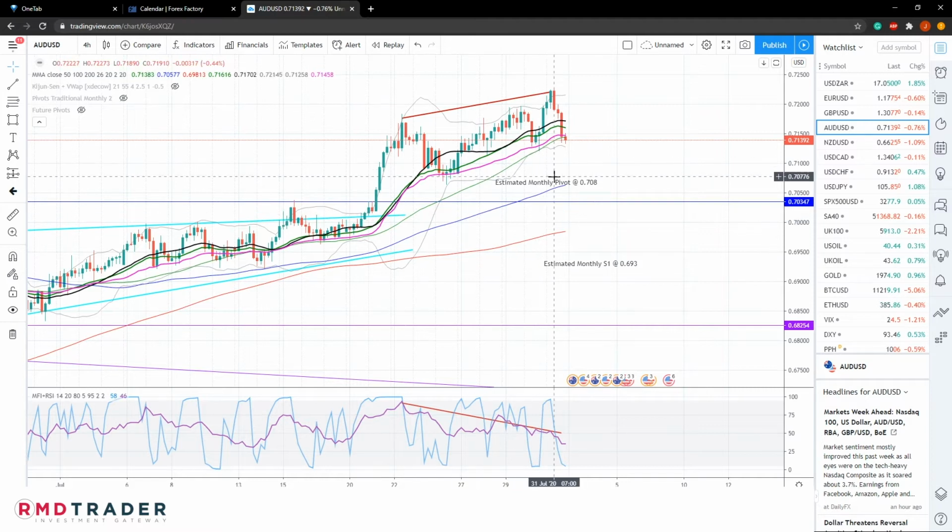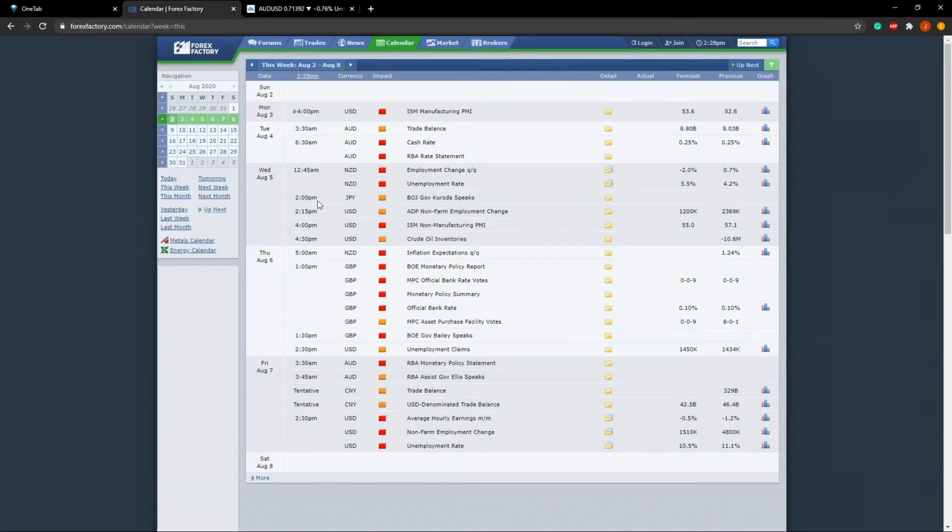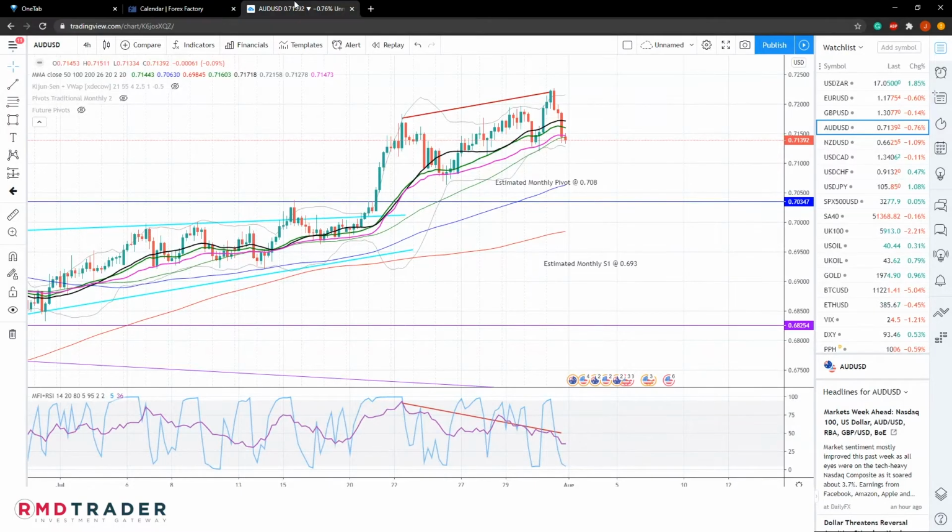And just worth noting that on our economic calendar, we have quite a couple of events coming up tomorrow on the Australian dollar that might have an impact on volatility, as well as on Friday with some monetary policy meetings and discussions. So just keep an eye out for those events.